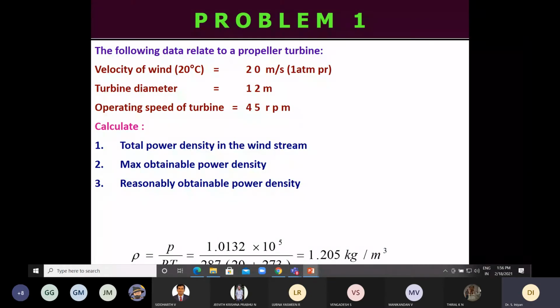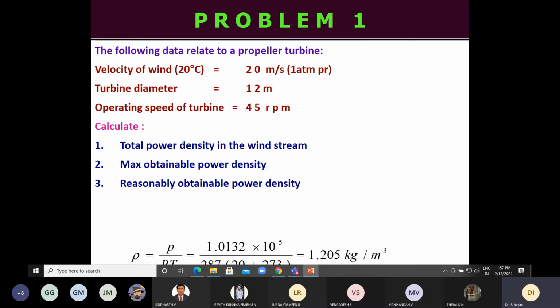Using these formulas, note down the problem: the velocity of wind speed is 25 meter per second, and the atmospheric pressure is taken the same. So as you know what atmospheric pressure is, and the temperature the same 20 degrees Celsius you may take, or you can take an ambient temperature, whether it is 26 or 23, 25 something, right? And the turbine diameter you are going to take as 15 meter, and the operating speed of the turbine you are going to take as 55 rpm.